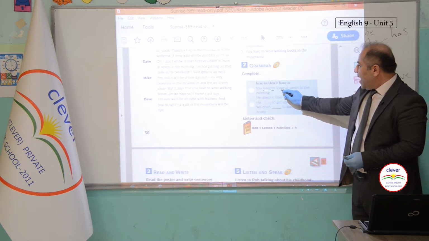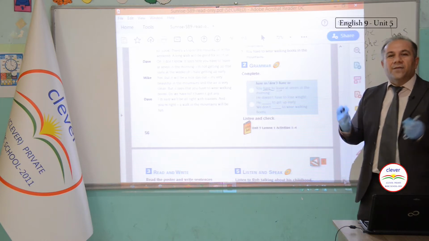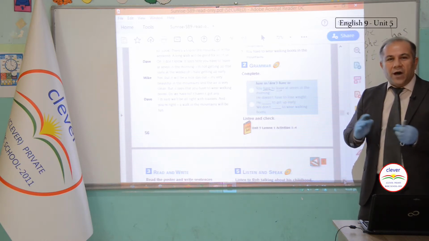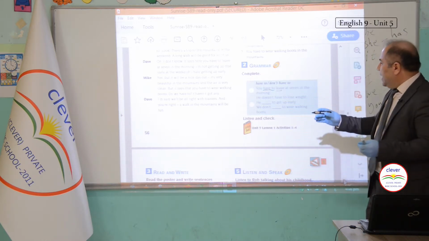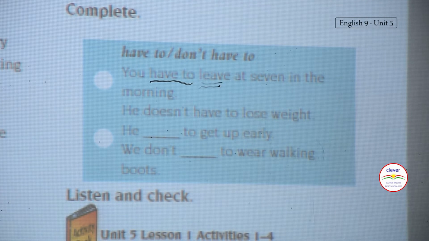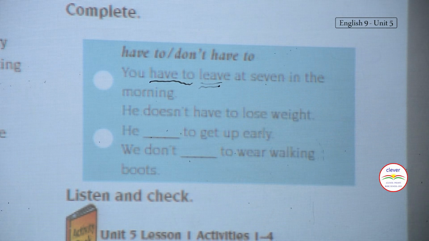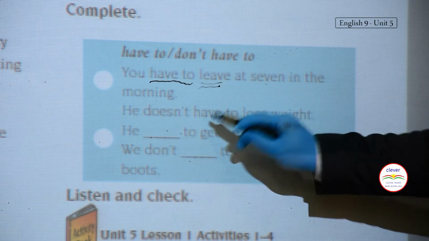After have to, what do we have? We have base. What's the meaning of base? Base is a verb without ing, without ed, without s. For example, you cannot add any suffix to the end of the word. That's why let's move to the second example.